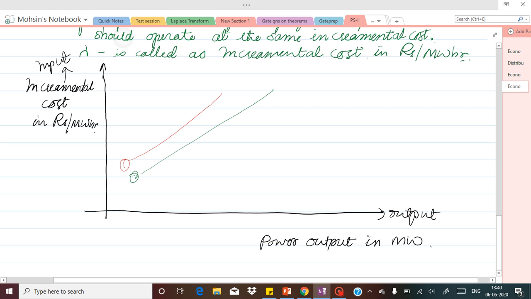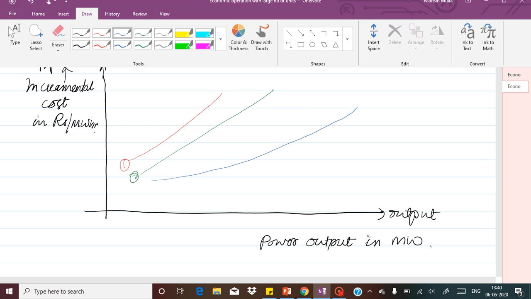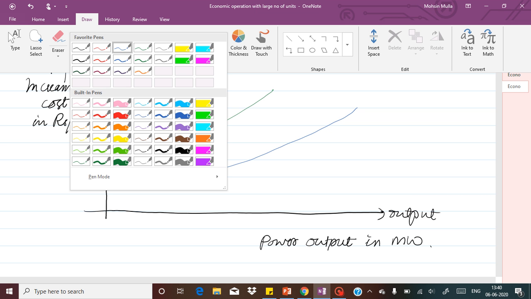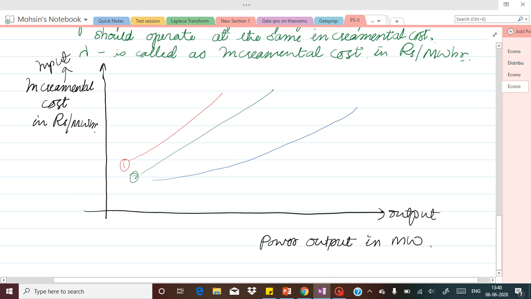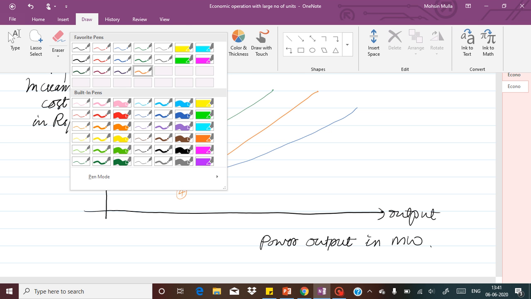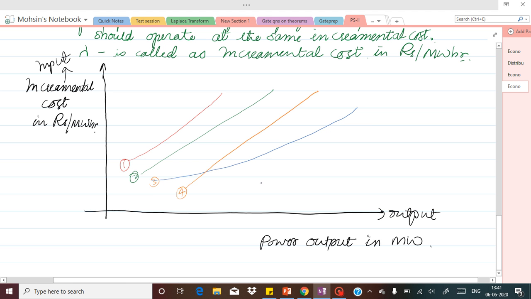Similarly we have a curve for the third unit, which is like this. Then suppose we have a curve for the fourth unit, which is increasing like this, and likewise. So totally we're going to have m number of curves. So let us say we have another curve which is m for the mth unit. Okay, so this is the curve for the mth unit.